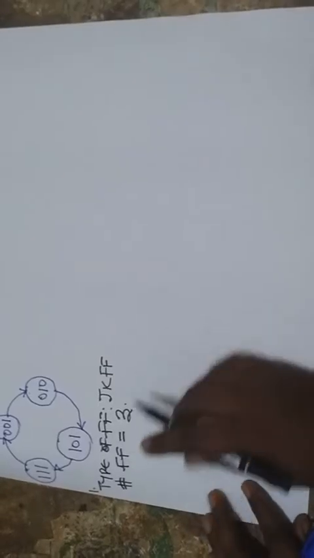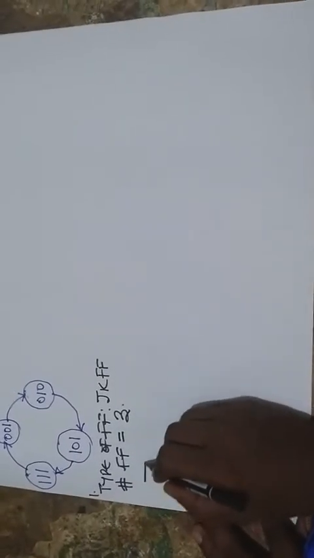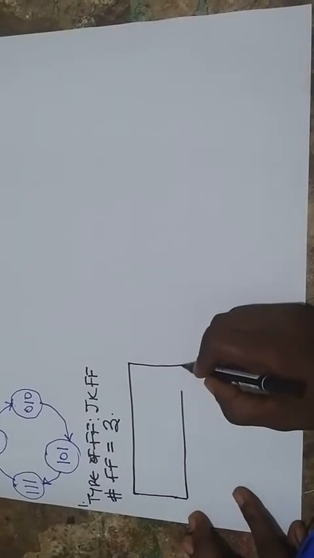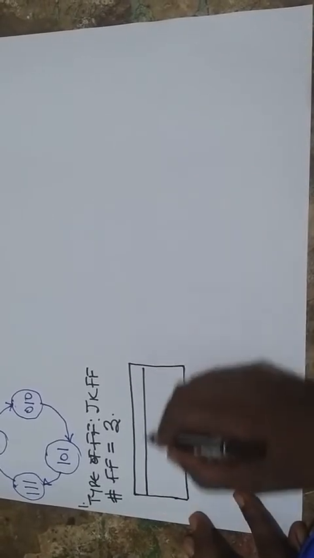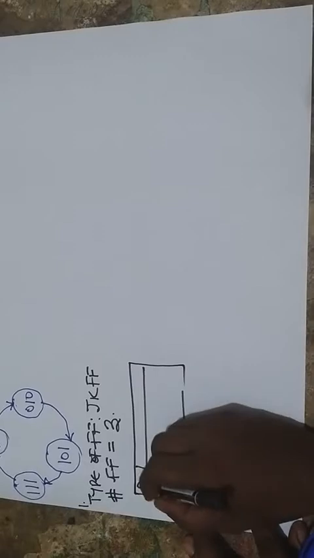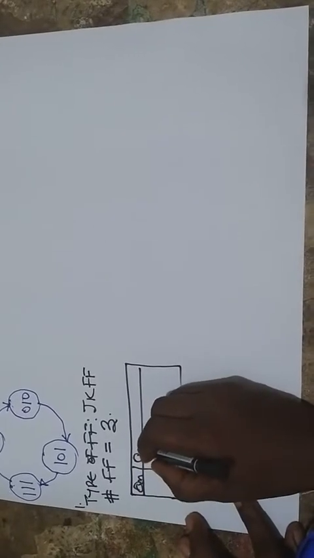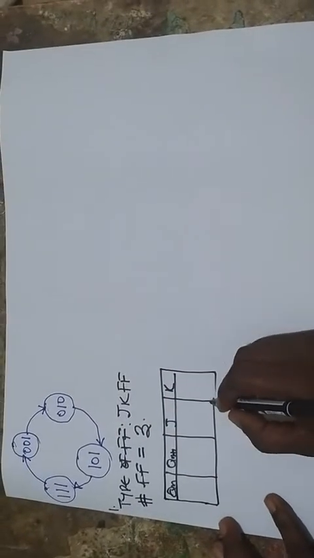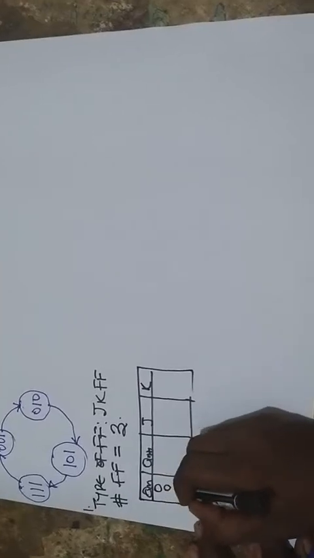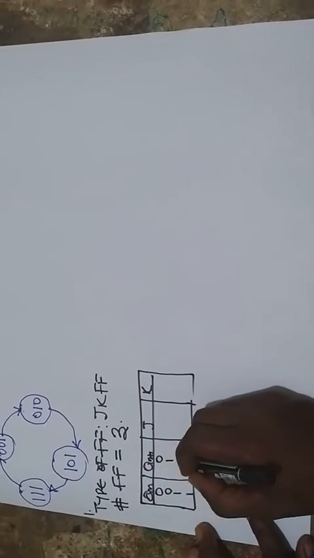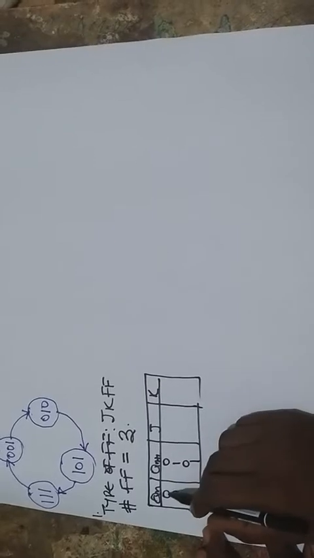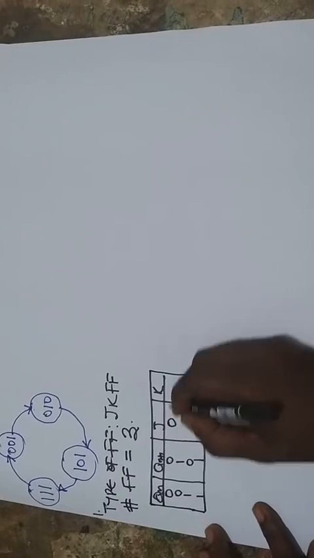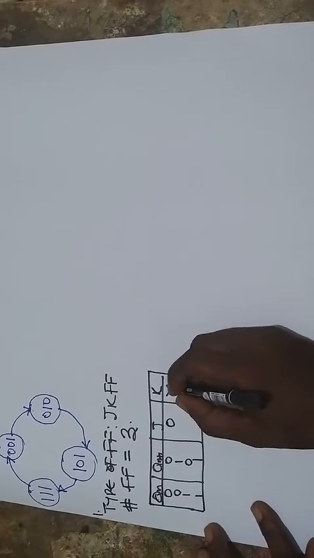Now, because we are going to use JK flip-flop, we come out with the JK flip-flop excitation table. So we have the present state, the next state, the J input, and then the K input. Okay, so 0, 0, 1, 1, 0, 1, 0, 1. When the present state is 0 and the next state is 0, we know for JK it is 0, don't care. This we know already.